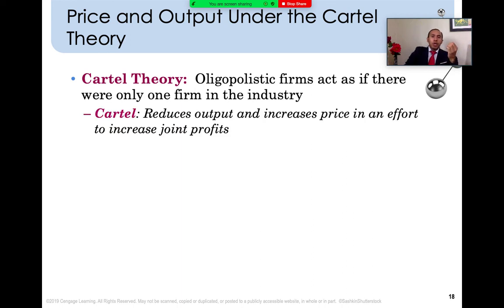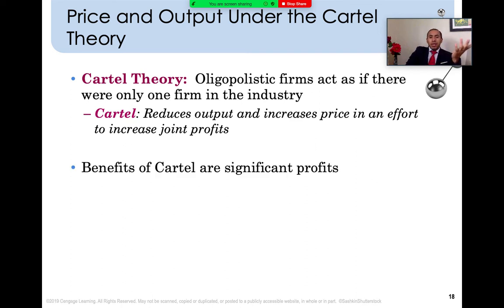So the cartel itself reduces output, since the product is very similar. Think about oil, and they have the ability to influence the price in an effort to maximize their joint profits. In the cartel theory, we can see that sometimes the cartel members can cheat one another and not cooperate, and the profits decline. So the cartels can benefit from joint agreements, working together to maximize their profits, and the benefits could be quite significant.